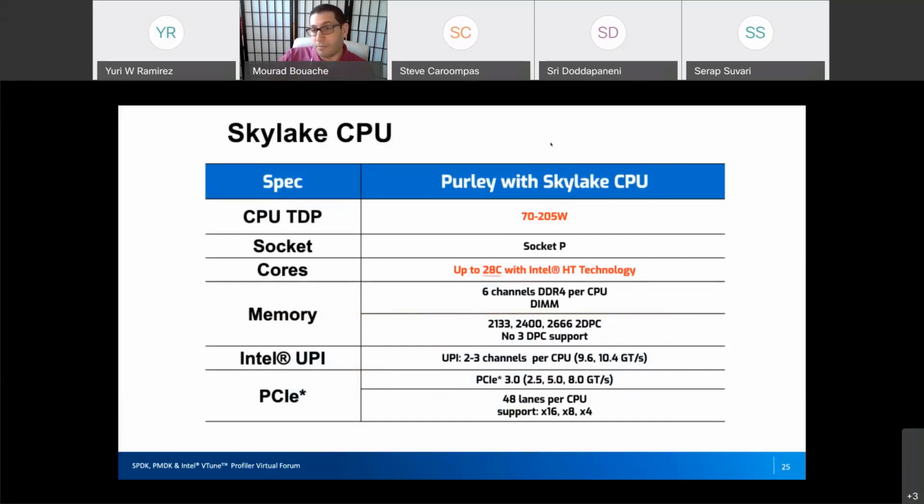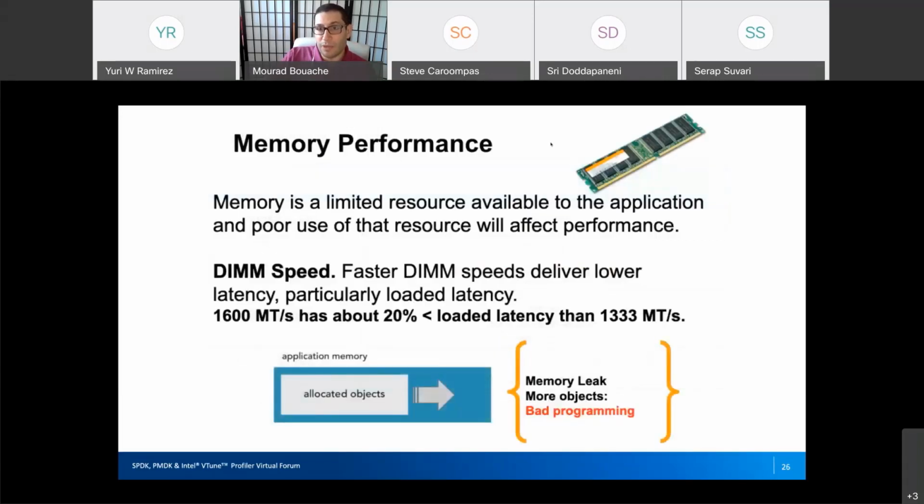This is one of the specifications or characteristics of the Skylake CPU, where you have the CPU TDP in watts and the sockets, whether single, dual, or whatever number of sockets we have, and cores up to 28 with Intel Hyper-Threading technology. Then you have the memory, the PCI, and the number of channels in terms of memory population.